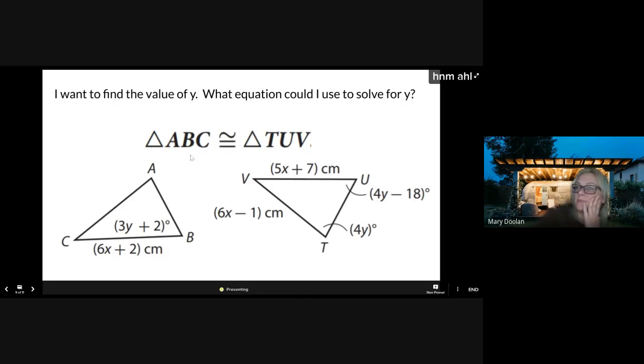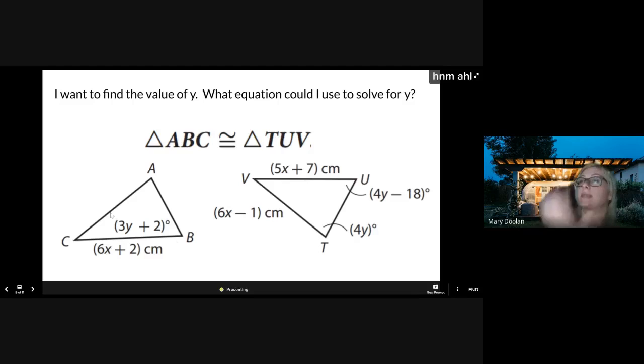So triangle ABC is congruent to triangle TUV. We know that corresponding parts of congruent figures are congruent. So angle A and angle T are congruent. B and U are both the middle letters, so angle B and angle U are congruent. The last two letters, C and V, so angle C and angle V are congruent. They have the same measure.